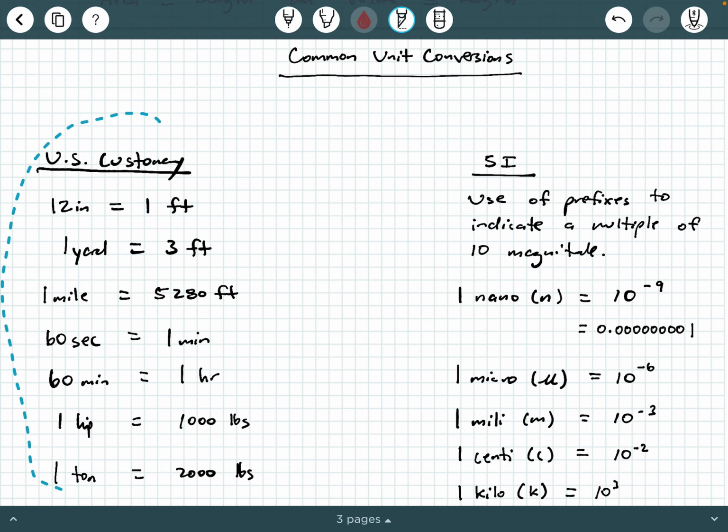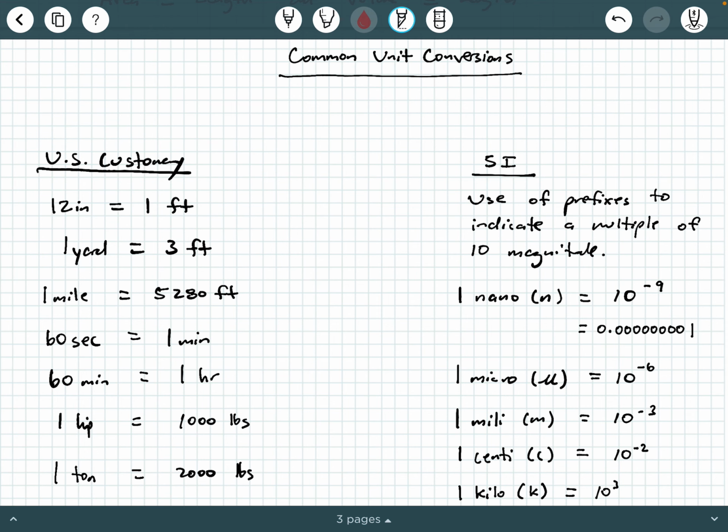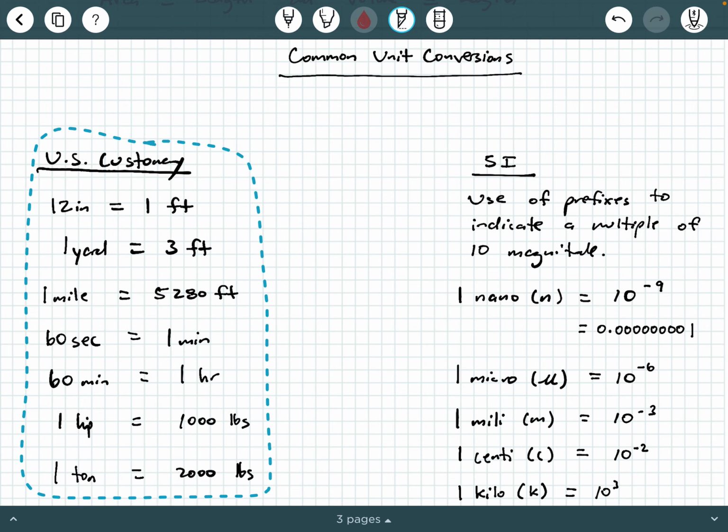We have common unit conversions for U.S. customary units. Those are our English units. And we also have common unit conversions for SI units. Okay, so let's start with our U.S. customary units. Again, these are English units.